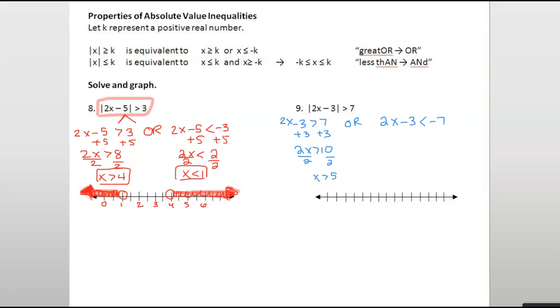You get x is greater than 5. Add 3, divide by 2, x is less than negative 2. Now again, we don't change the direction of the inequality because we divided by a positive, not by a negative. So you have x is greater than 5 or x is less than negative 2.